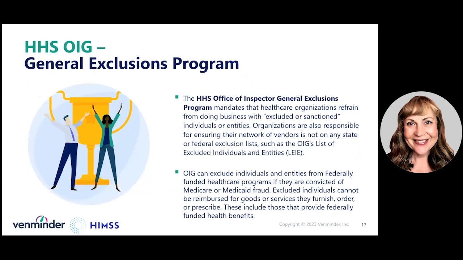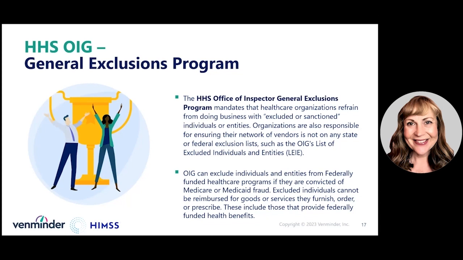Another important regulatory item that you must pay attention to is the General Exclusions Program. This requirement is enforced by the Office of the Inspector General of Health and Human Services, and it prohibits organizations from doing business with any excluded or sanctioned individuals or entities. There are multiple exclusions and sanctions lists. Individuals and organizations can be excluded if they've been convicted of Medicare or Medicaid fraud, meaning that they cannot be reimbursed for any goods or services they furnish, order, or prescribe. So suppose a healthcare provider arranges or contracts by employment or otherwise with a person or entity that the provider knows or should know is excluded by OIG.